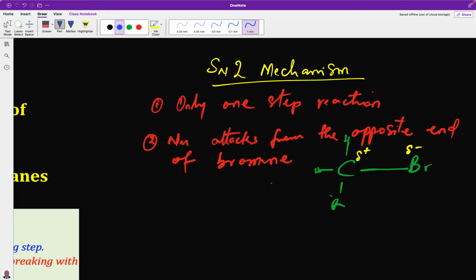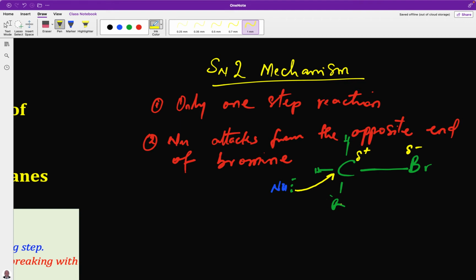The nucleophile, with a lone pair of electrons, will have to attack from this end. The nucleophile is attacking from the opposite side. Why? Because the opposite side of bromine is not clustered.